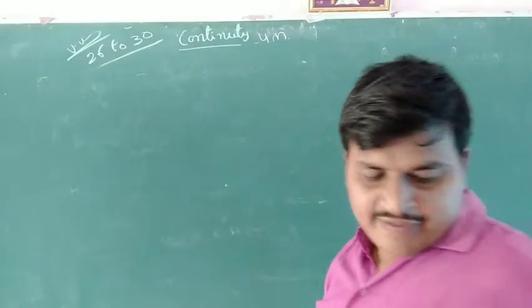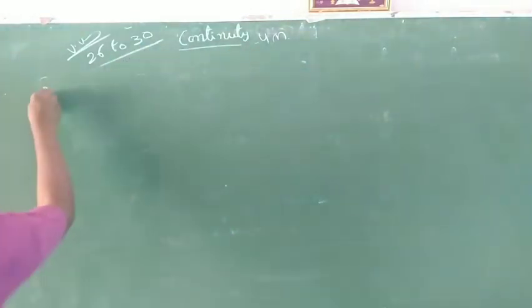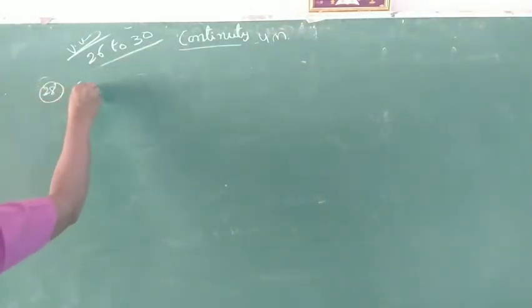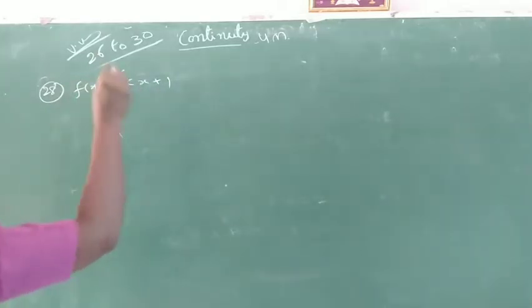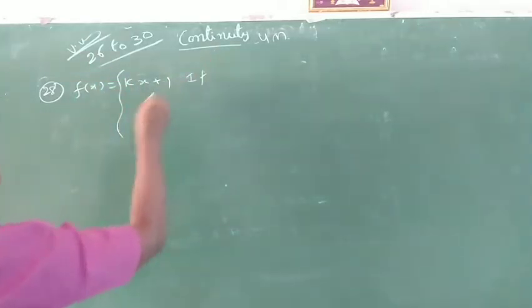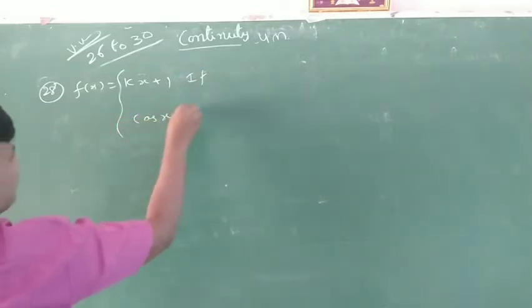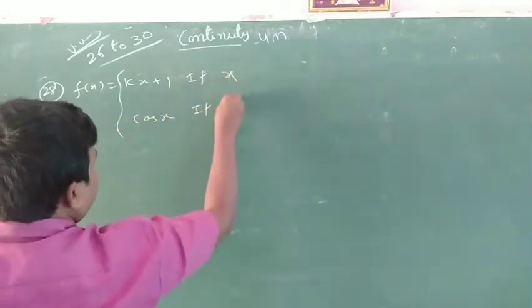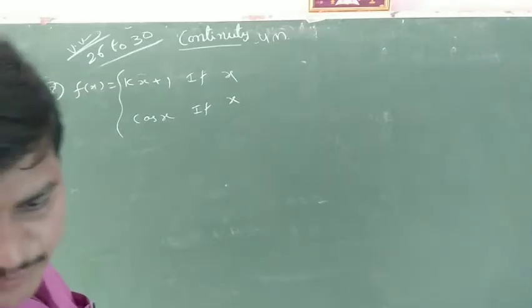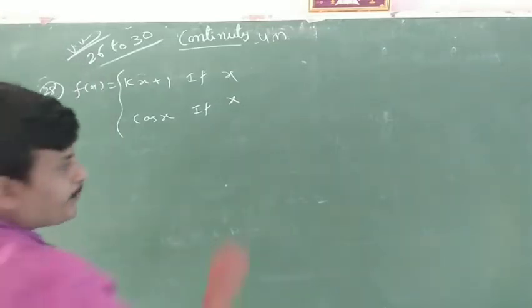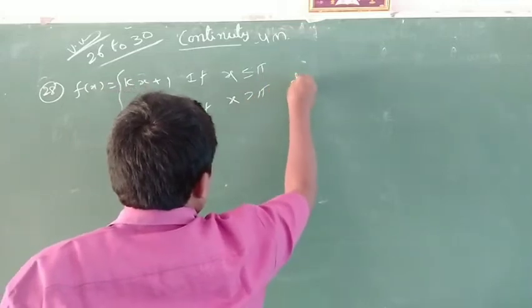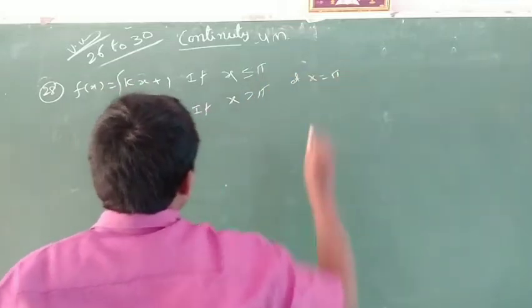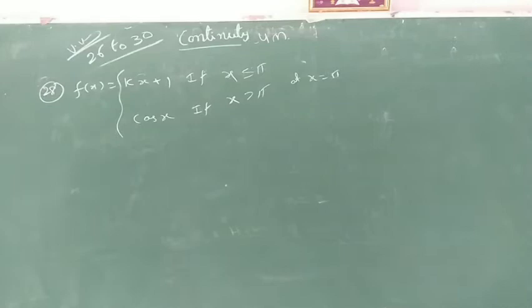Next, 28. f of x is equal to kx plus 1 if x less than or equal to pi, cos x if x greater than pi, at x is equal to pi. This is the problem. All are continuous functions, already given. Okay.